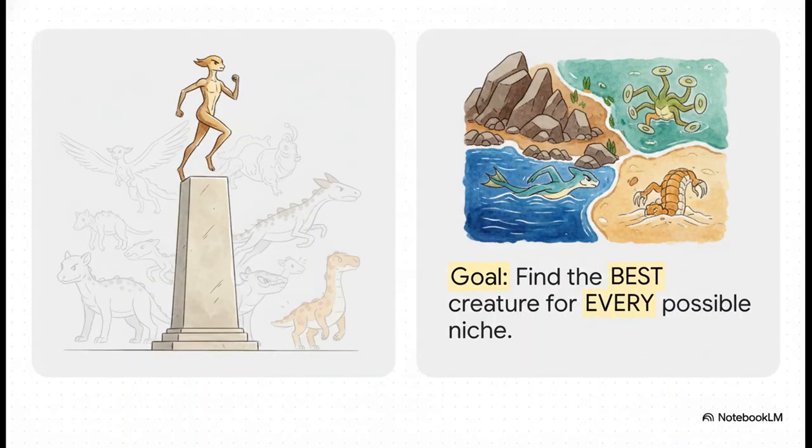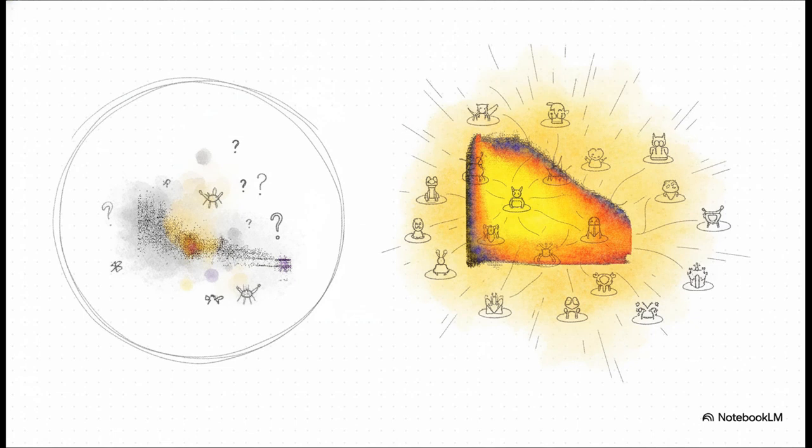The solution is this incredible algorithm called Map Elites, and it represents a complete shift in thinking. Instead of searching for the one best creature, period, Map Elites changes the goal entirely. Its goal is to find the best creature for every possible job. The best swimmer, the best digger, the best jumper, the best climber. You get the idea.